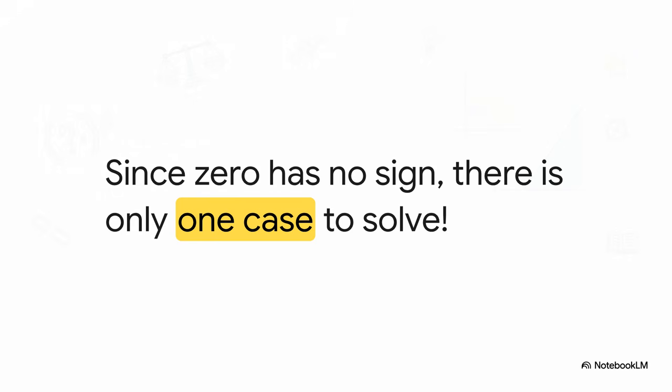Now, because this equation equals exactly 0, and 0 doesn't have a positive or negative version, it's just 0, we actually get a sweet shortcut. We get to completely bypass the usual splitting rule. There is only one single case we need to solve.